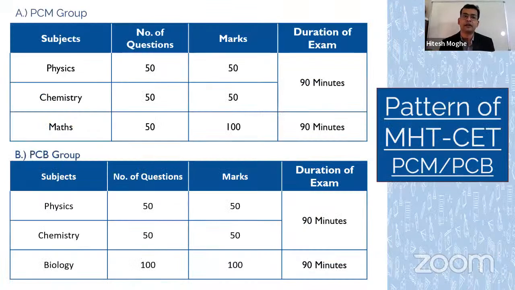And this is the pattern. As you can see, it is the same pattern as engineering CET. 50-50 questions from physics, chemistry. I mean, in PCM CET, it is 50 questions of maths, but 100 marks weightage. And in the PCB group, it is 100 questions of biology, 1 mark each. So 50 questions from physics, 50 marks. Chemistry 50 questions, 50 marks. Biology 100 questions, 100 marks. So this is the pattern of pharmacy CET.